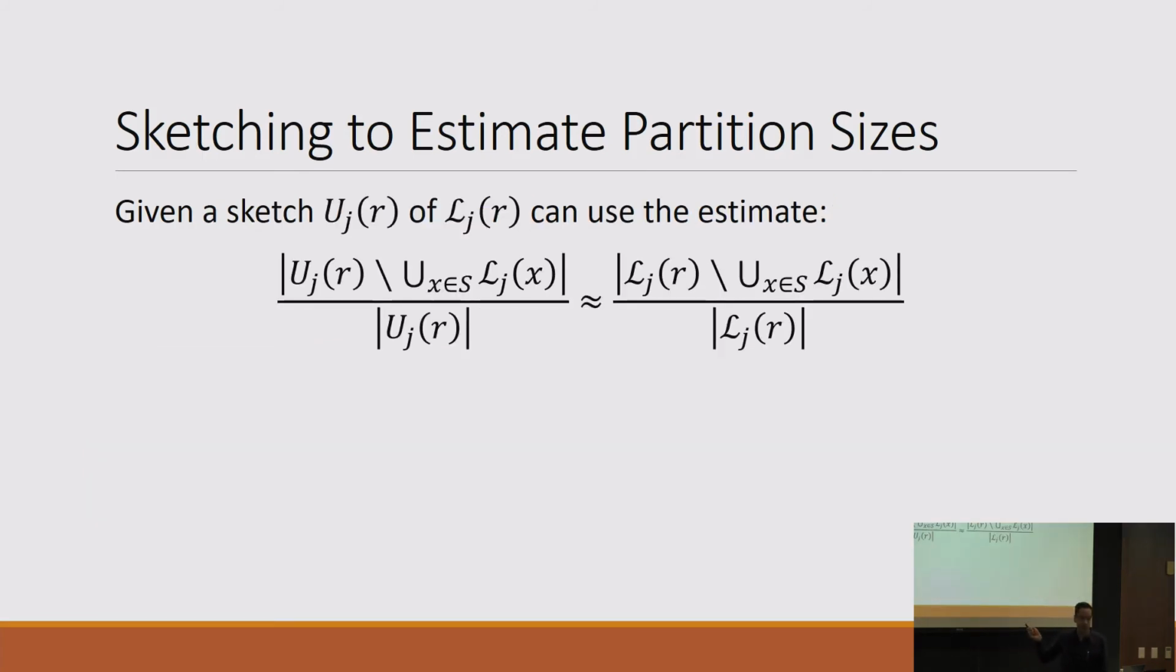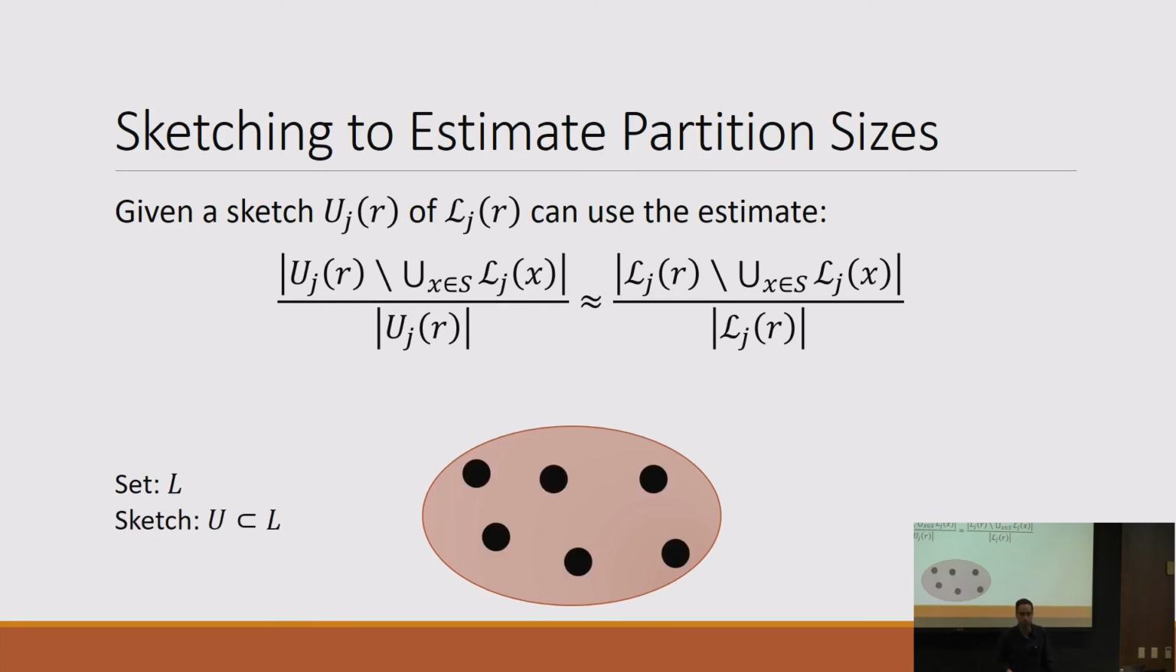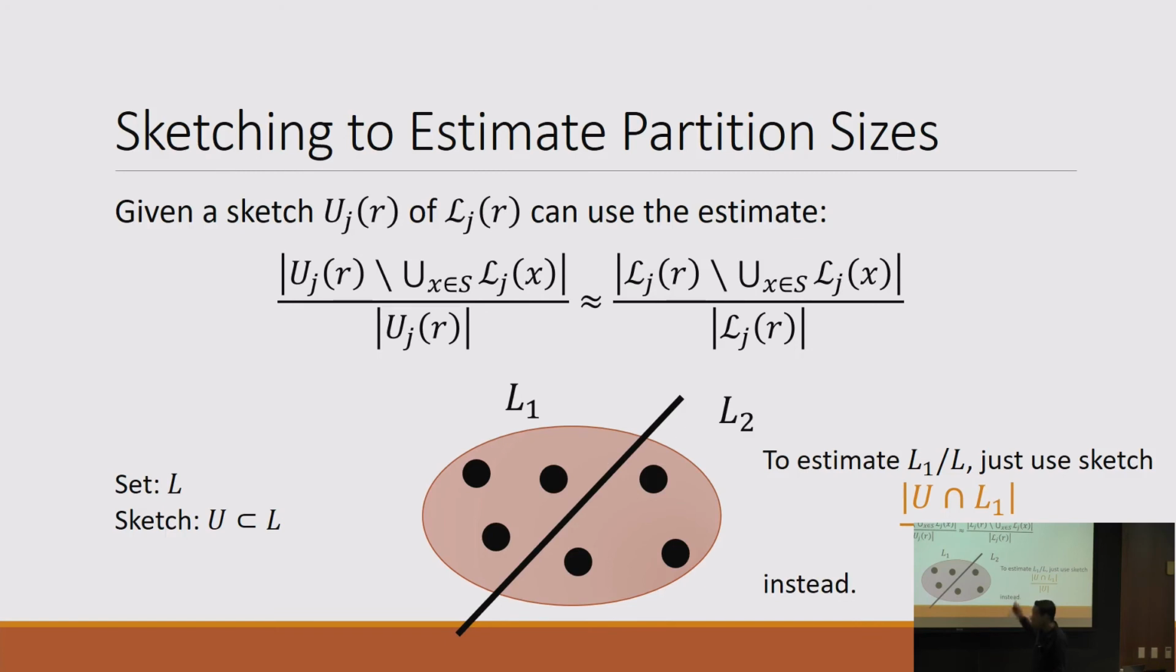So let's see briefly how a sketch can help us solve this problem. What am I trying to do? I'm just trying to estimate the fraction of a set which is contained in some other subset of it. Well, I can just look at my sketch U instead and see what fraction of my sketch U is contained in this other set. So what's the simple picture? If I have just some arbitrary set L, it's too big to store. Instead, I keep a random subset U of the elements in this set L. And let's suppose I had some cut through my set, L1 and L2. And I wanted to estimate, say, the fraction of the cut that lies on one side, like what fraction of the set L consists of elements in L1.